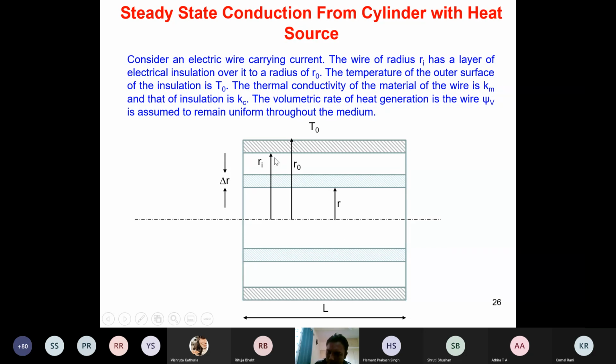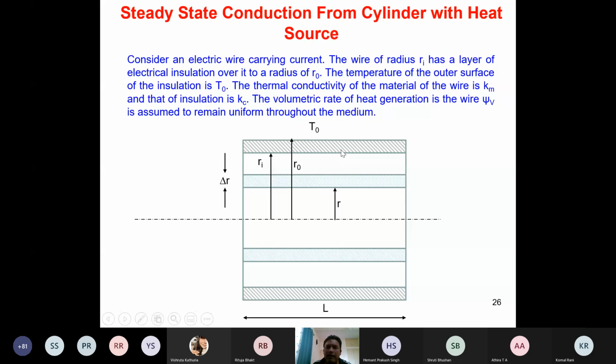So consider an electric wire carrying a current. The wire is of radius Ri, and over this electric wire, which is made of some metal, there is an electric insulation applied. The radius of the insulation is R0. Again, as the current flows through this metal wire, heat is generated, and this heat is dissipated outside. So the outside temperature is T0. Within this metal wire we can take the temperature as Tm, and within the insulation outside this metal wire, we can consider the temperature as Tc.